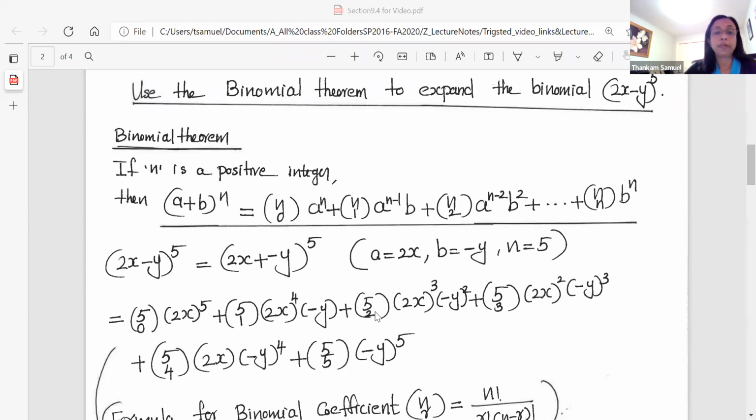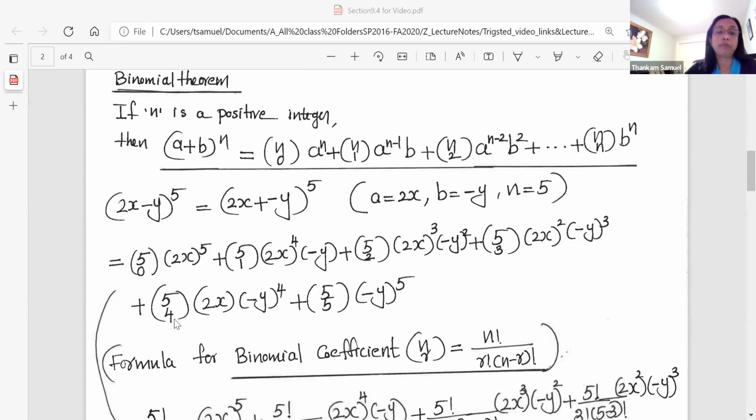Then the third term is 5 choose 2, (2x) cubed times (negative y) squared, plus 5 choose 3, (2x) squared times (negative y) cubed, plus 5 choose 4, 2x times (negative y) to the 4th, plus 5 choose 5, (negative y) to the fifth power.